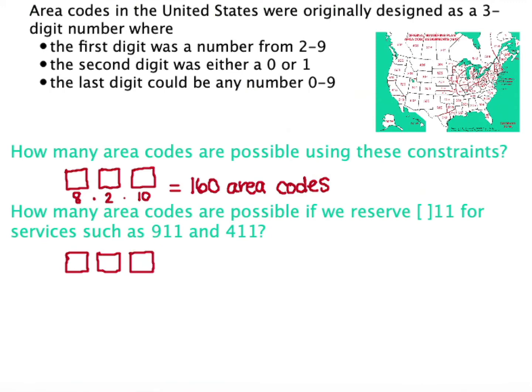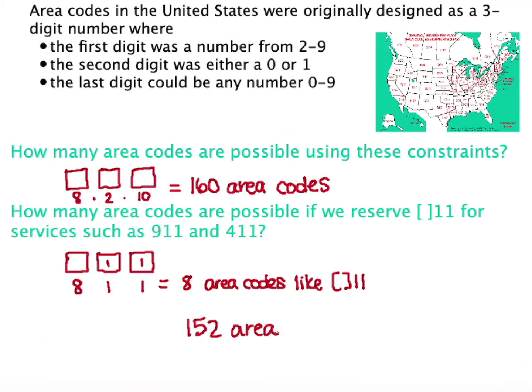Let's try counting how many blank 1-1s there are. So if this is a 1 and this is a 1, that would leave us with 8 choices here, only 1 choice here, and only 1 choice here. So it turns out that there's 8 of those in the form of something like blank 1-1. And so then that would leave us with only 152 area codes left.